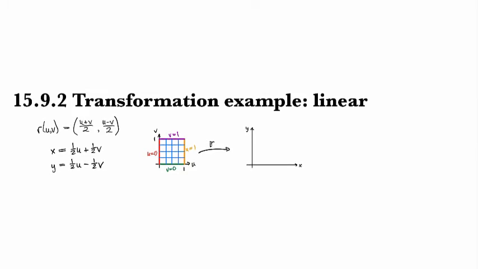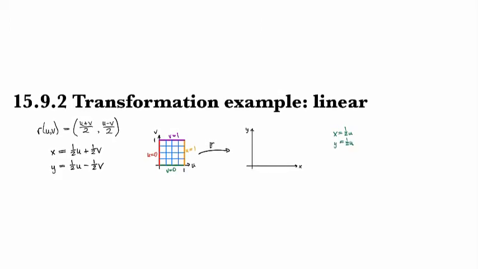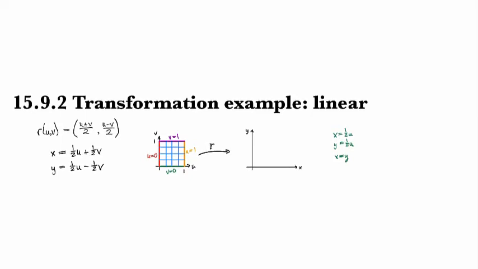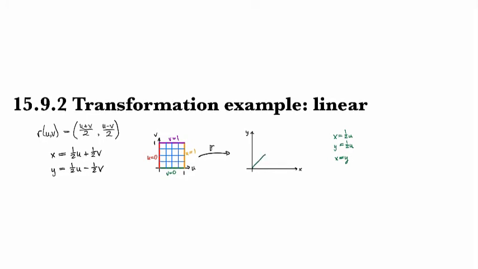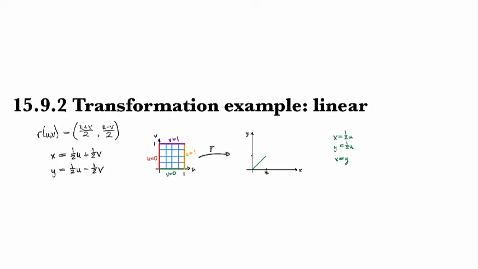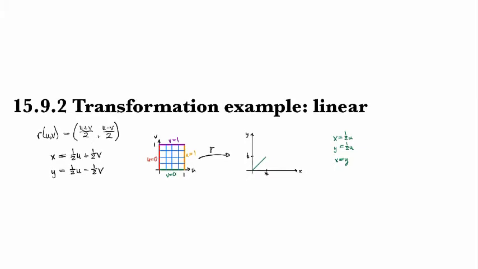So then my coordinates are x equals 1/2 u and y equals 1/2 u. So this is where x is equal to y, and as we go from 0 to 1, we get to the point (1/2, 1/2). All right, so that's what the image of the green one looks like. Now, what about the orange one?